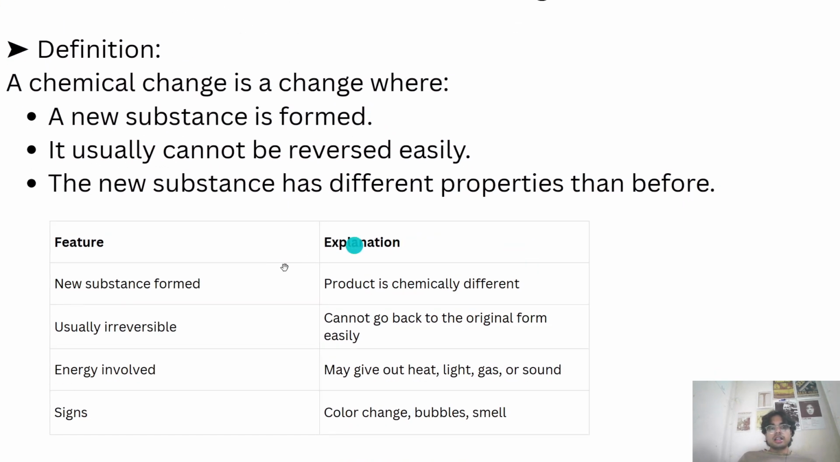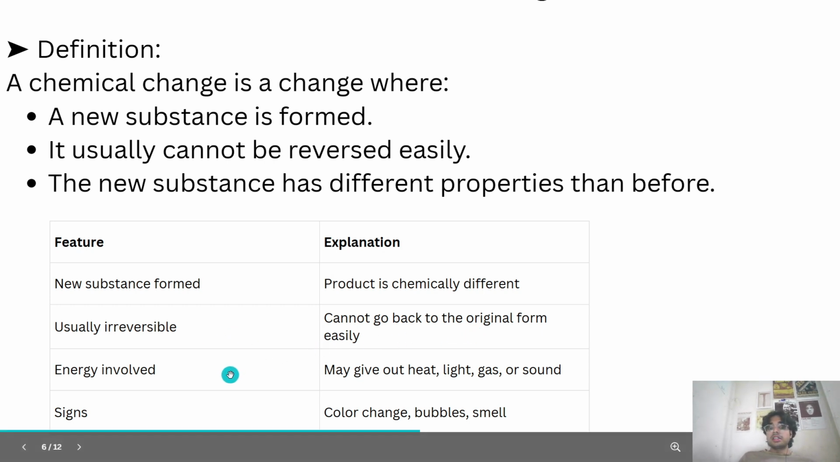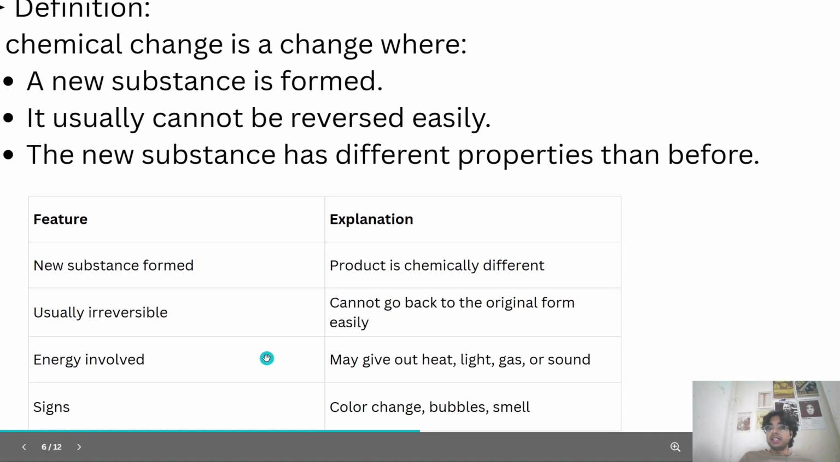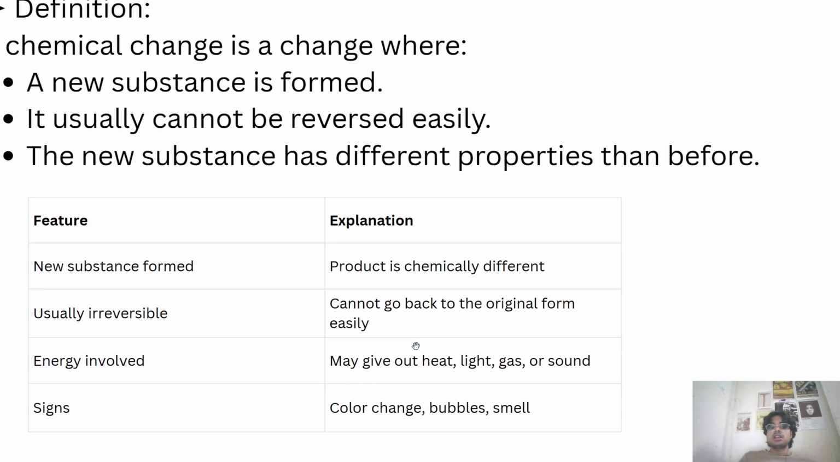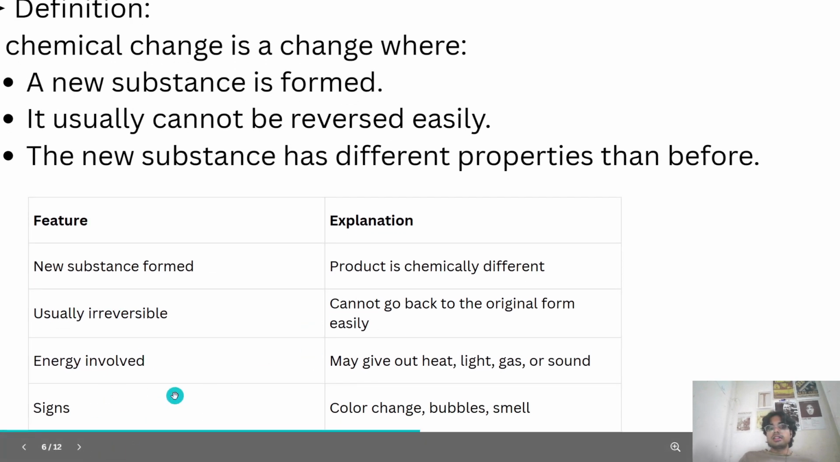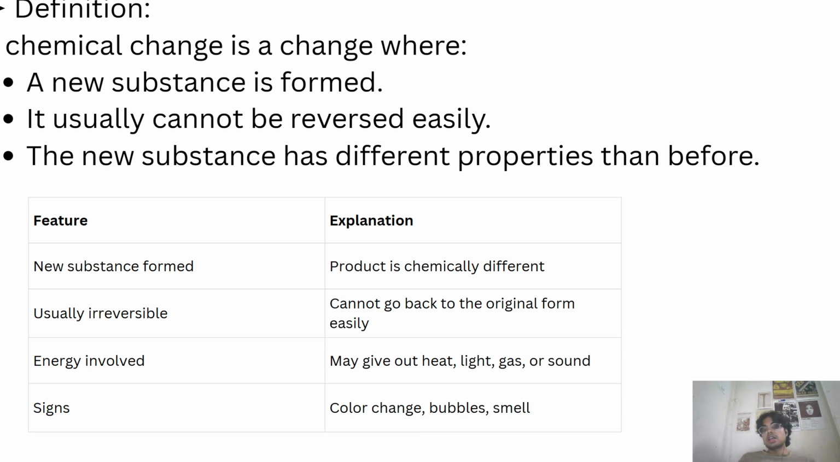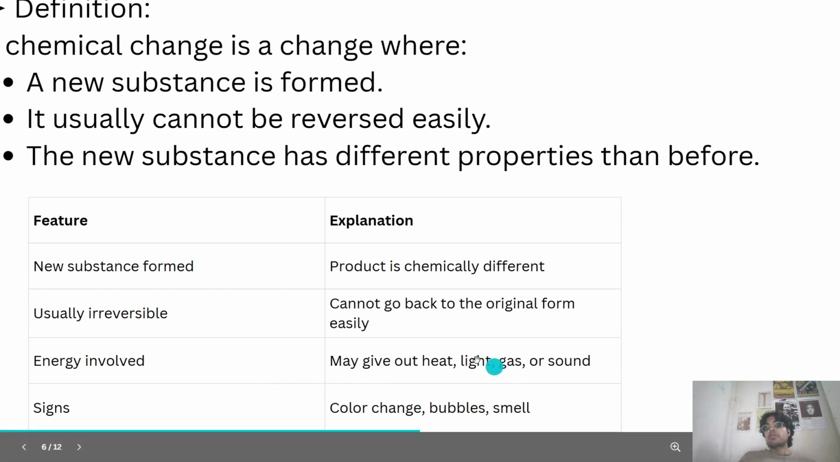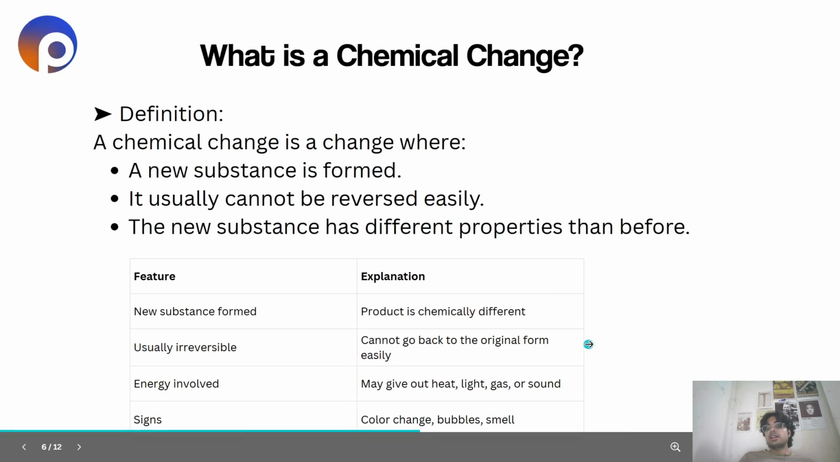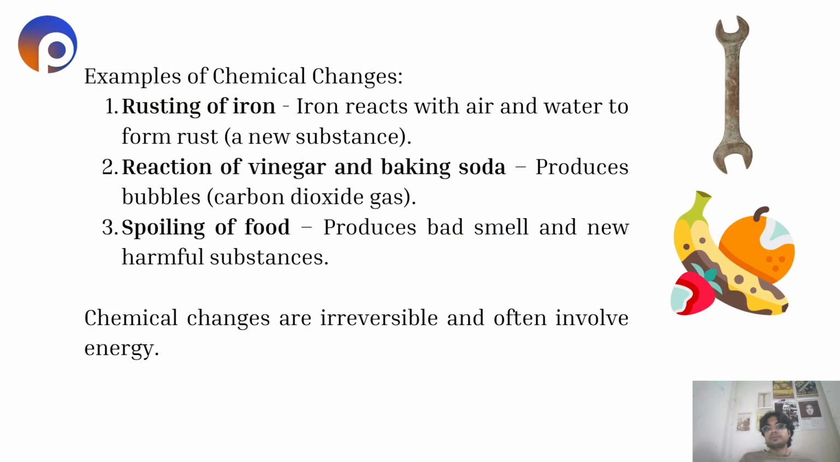Now, here are some of the features of chemical change. A new substance is formed, the product is chemically different. It is usually irreversible, so we cannot go back to the original form easily. Energy is involved, it may give out heat, light, gas, or sound. Some of the signs by which we can identify a chemical change are color change, formation of bubbles, and a different or foul smell.